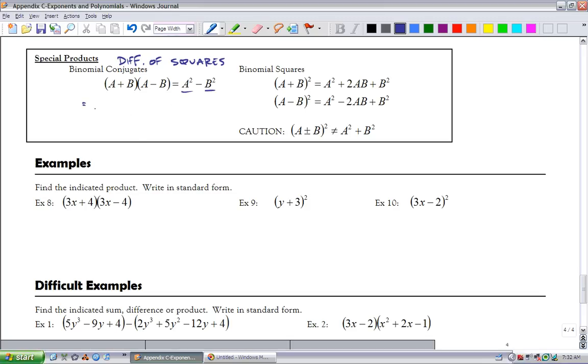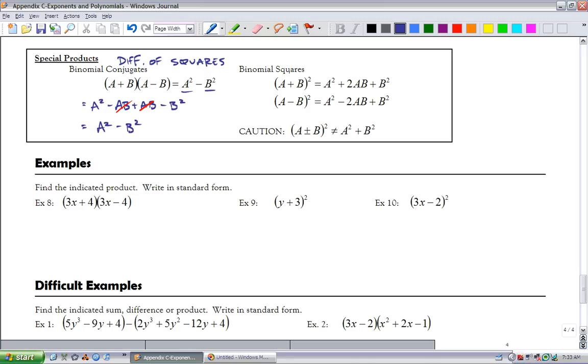Quickly here, if I FOIL this, I get a squared minus ab, and a times b, which is plus ab, and b times negative b is negative b squared. And what you'll see here is always these two middle terms cancel out, leaving me with a squared minus b squared. So that's where that comes from. The middle terms cancel out.